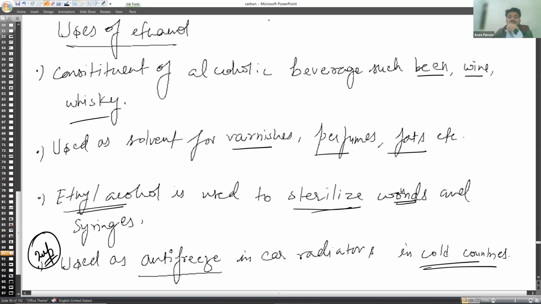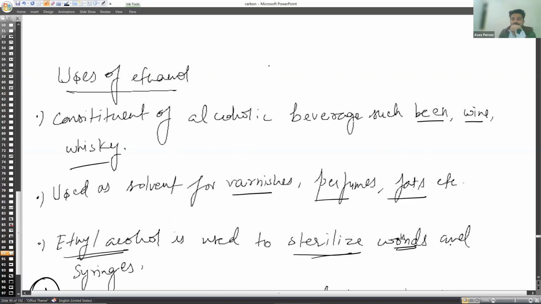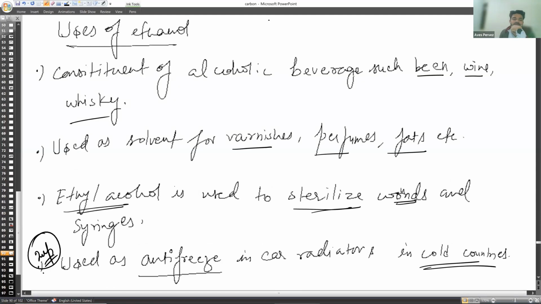Yes, sir. The important one is to write these two. Write this one first: it is used as antifreeze. Only this one. Note it.